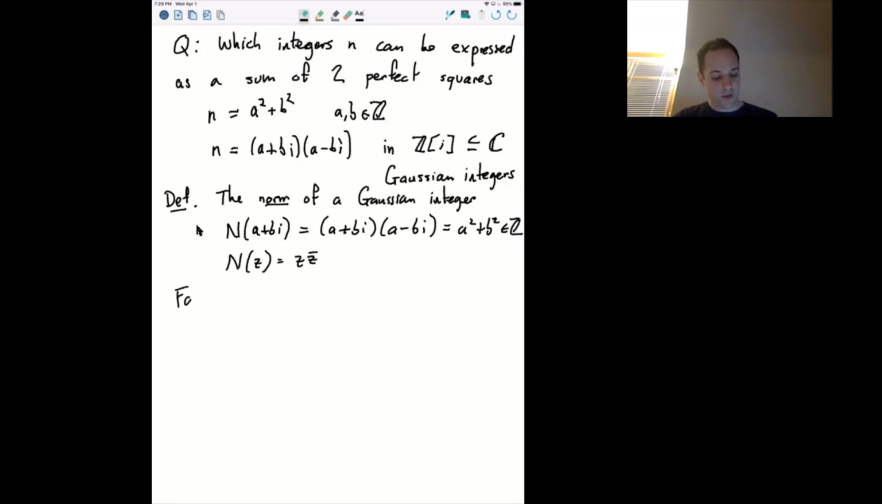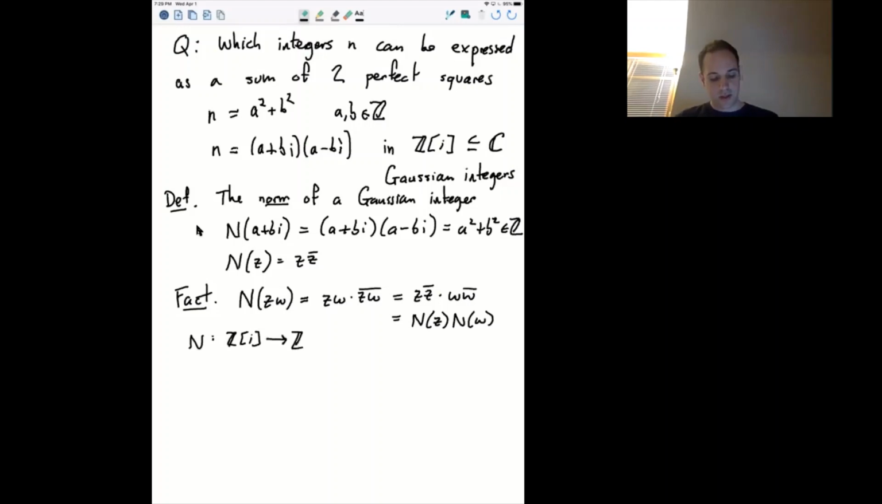And so a nice fact about this norm is that it's multiplicative. So if I take the norm of z times w, that's the same as zw times z-bar w-bar, which I can rearrange as z z-bar times w w-bar, which is the norm of z times the norm of w. Okay, so this norm map goes from the Gaussian integers to the integers, and it's what we call multiplicative.